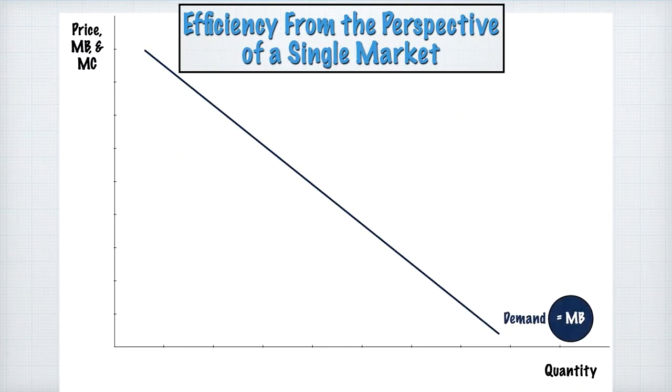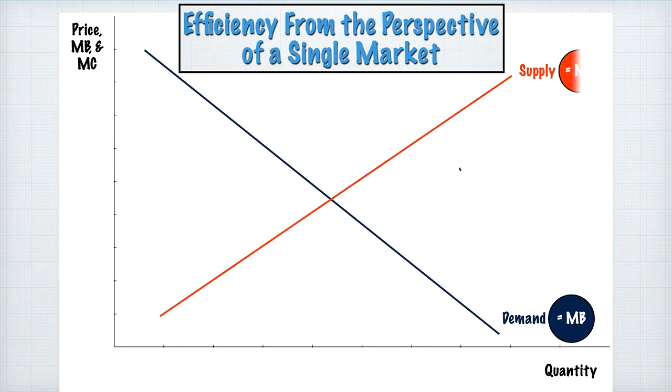So let's take a look at a market and just do a very simple review of this. We have our downward sloping demand curve, which is representing marginal benefit. And we have our supply curve, which is representing marginal cost. And the equilibrium is where supply and demand equal one another, and that gives us the equilibrium price and the equilibrium quantity.